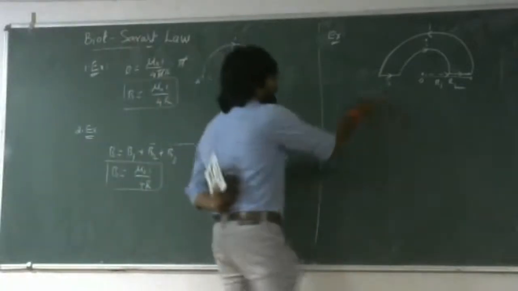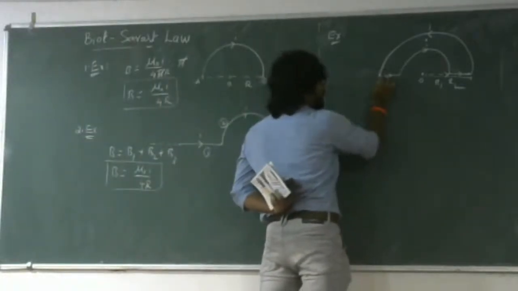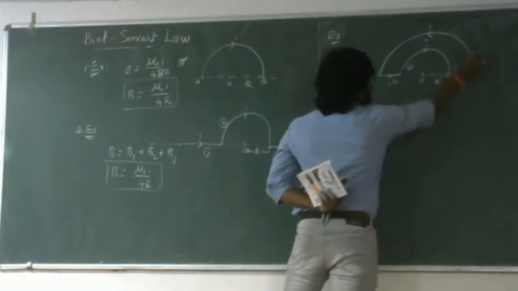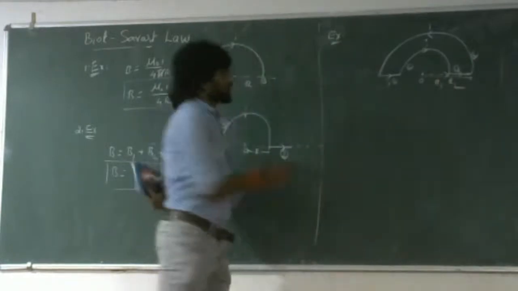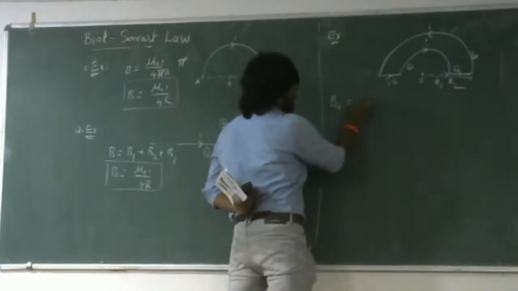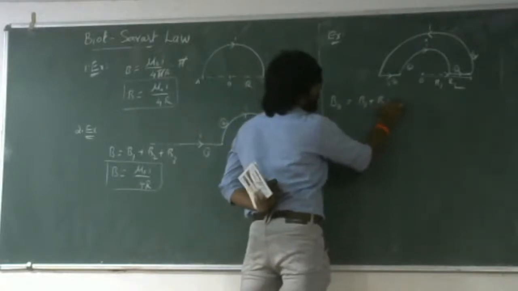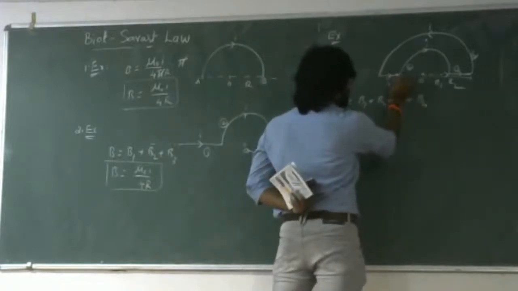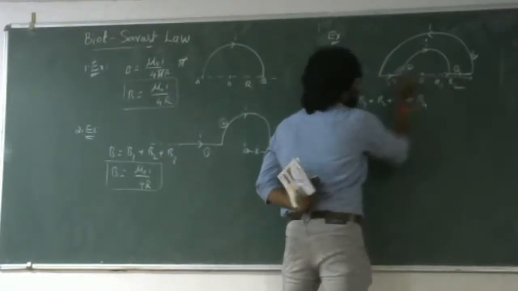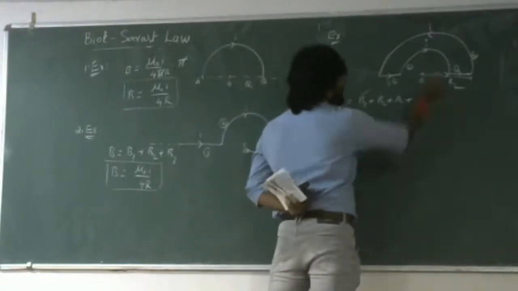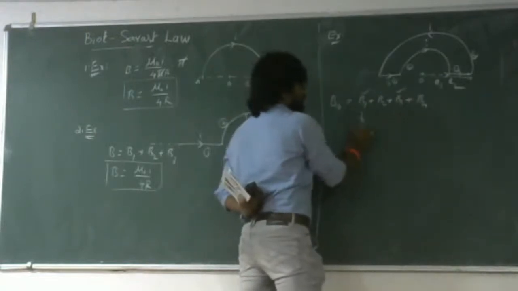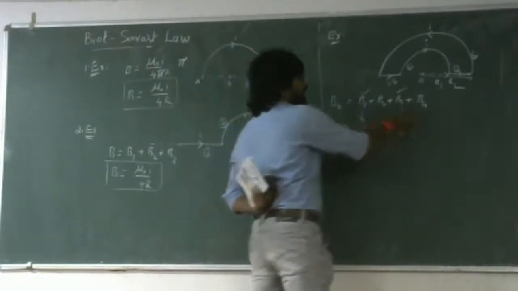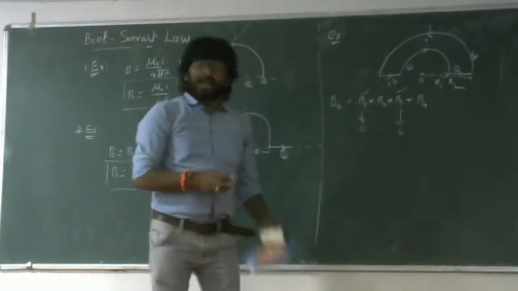What you have to do is divide this into straight conductors. Let us start from here: 1, 2, 3, 4. Four conductors are there. So, total field at O is equal to B due to 1 plus B due to 2 plus B due to 3 plus B due to 4. But due to 1, the point is lying on the axis of this. Due to 3 also it is lying on the axis. So, due to 1 and 3 it is 0. Yes or no?